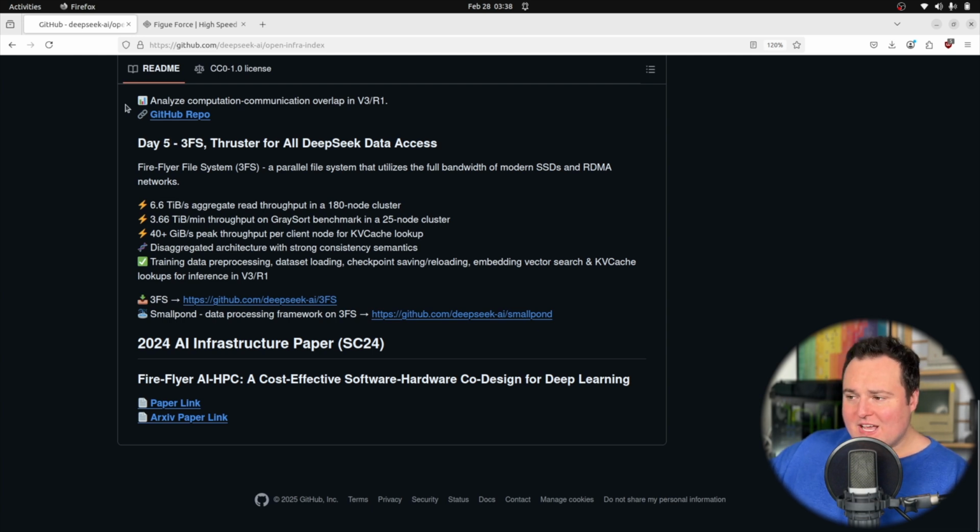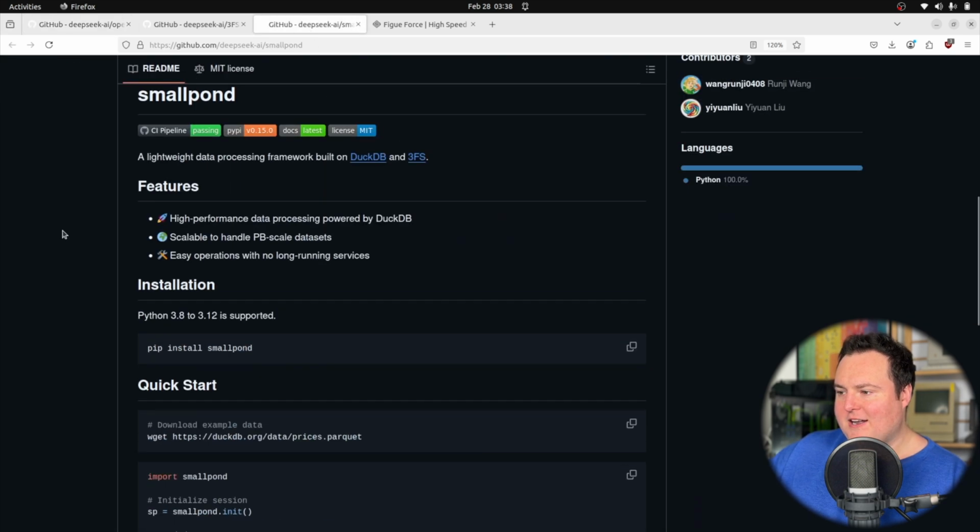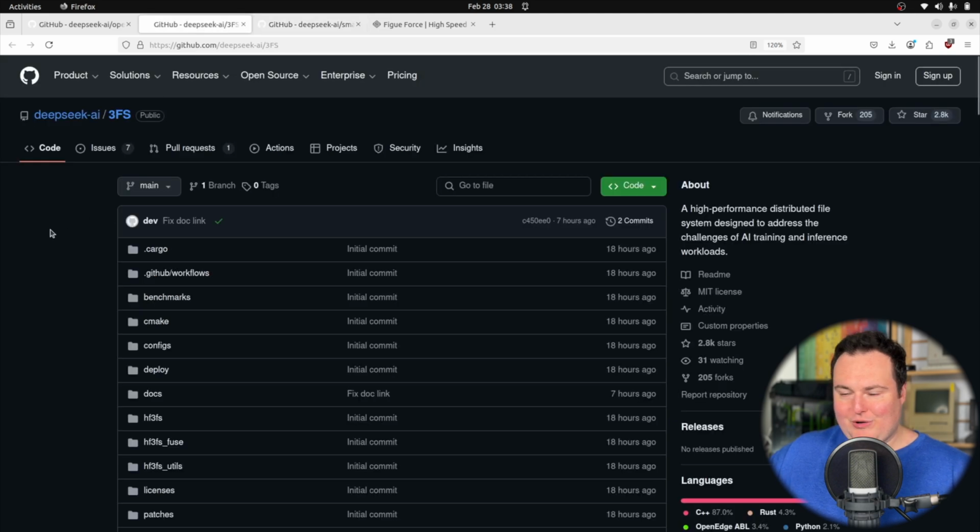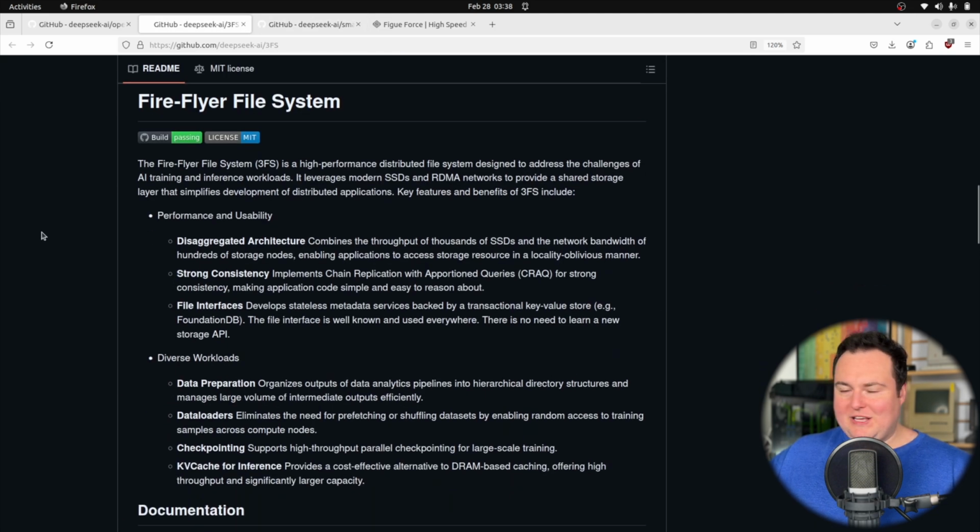Now, again, we can just click on these. There were two parts to this. There was 3FS, and there is also SmallPond, which is the data processing framework on 3FS. From my understanding, it seems that SmallPond is basically a way to get your data in an organized and functional format that would allow it to be used with 3FS. But again, this is really stuff that is not probably commonly seen or talked about outside of gigantic server setups.